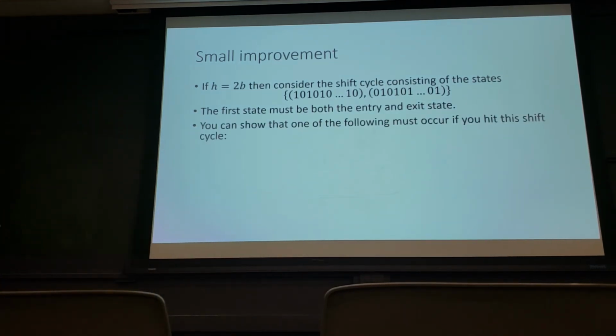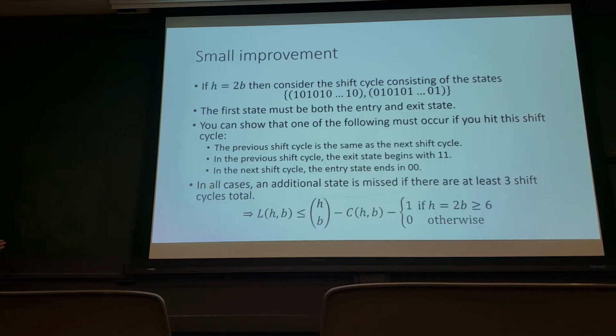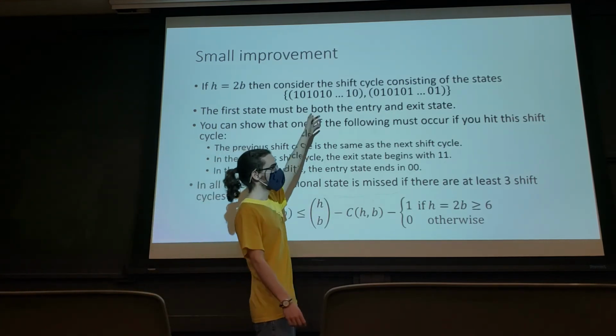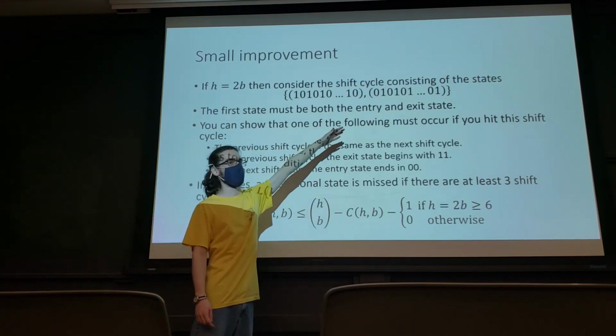One of the following statements has to be true. Either the previous shift cycle and the next shift cycle are the same, or in the previous shift cycle, the exit state began with 1, 1, or in the next shift cycle, the entry state ends in 0, 0. And in all three of these cases, we have to miss an additional state. And so this shift cycle we can avoid entirely and we miss both states instead of just one.